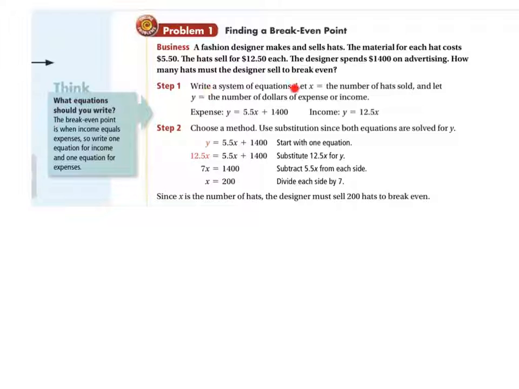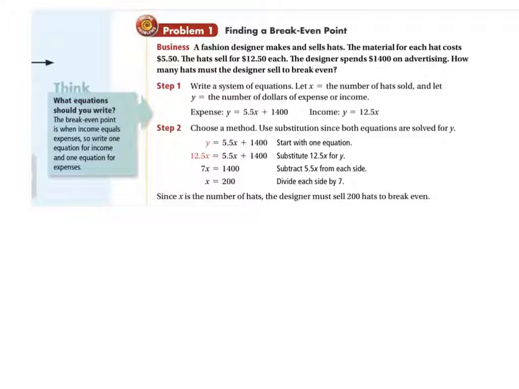So you're going to write a system of equations. X is the number of hats sold, so this is important. These are all going to follow this same pattern. X is the number of hats sold. Y is the number of dollars, of expenses or income. So again, Y represents two things, expenses and income. It's kind of a strange concept, but we're writing two lines.